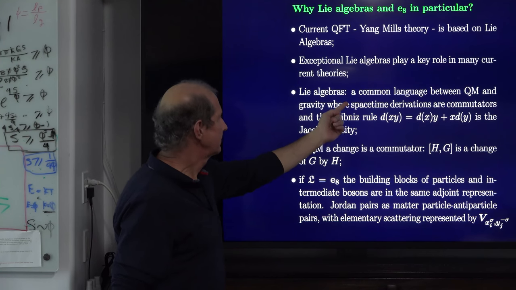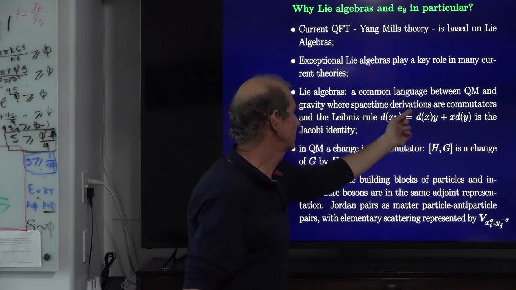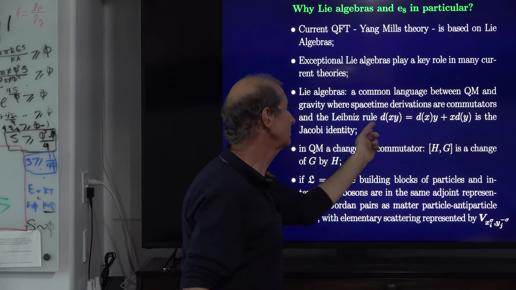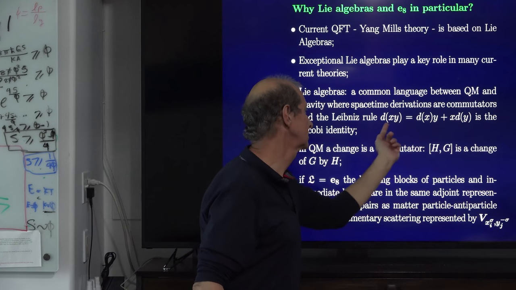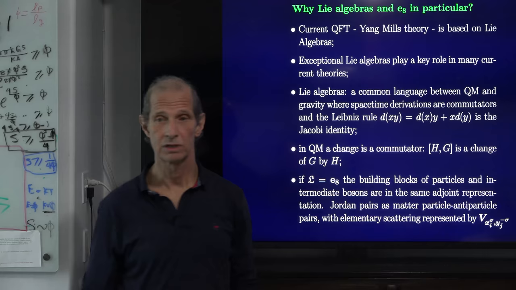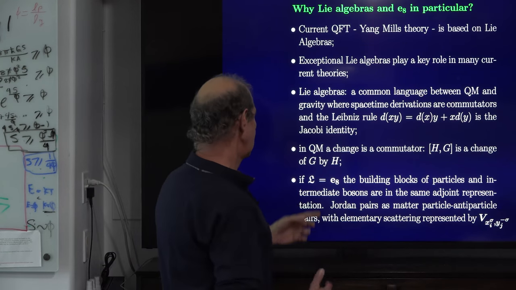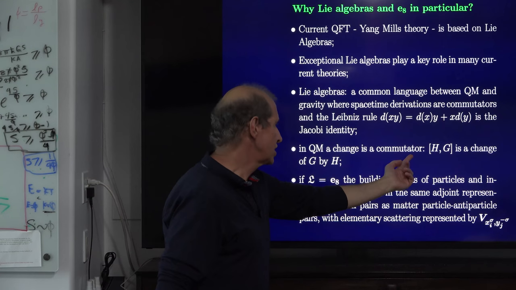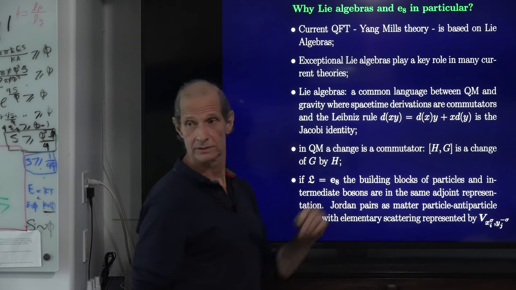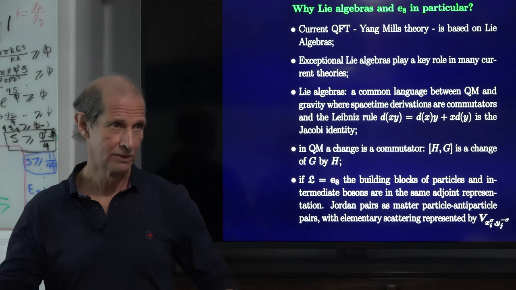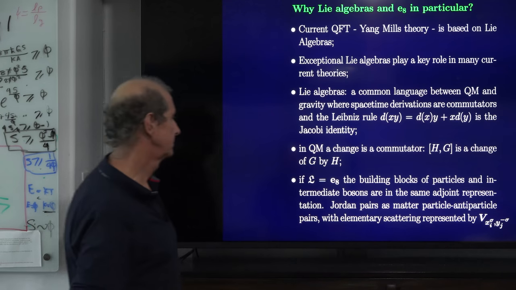The Lie algebra has a common language between quantum mechanics and gravity, where space-time derivations are commutators, and the Leibniz rule of the derivation is just the Jacobi identity. This is just the Jacobi identity if this transformation is a Lie algebra action, so the adjoint action of a generator. In quantum mechanics, a change of a physical quantity, let's say G, is given by a commutator. For instance, if you want to transform it in time, in standard quantum mechanics, you commute it with the Hamiltonian.